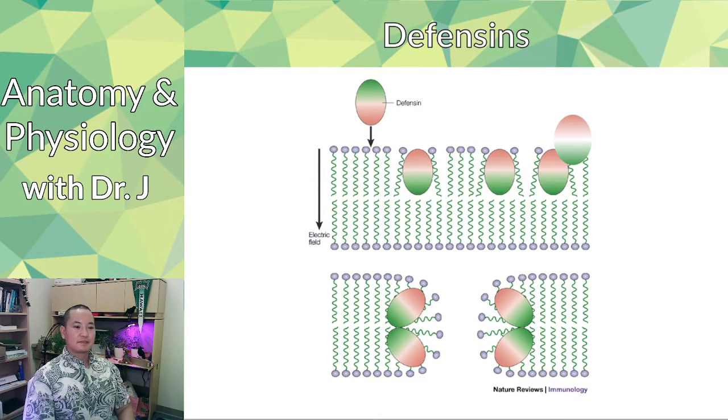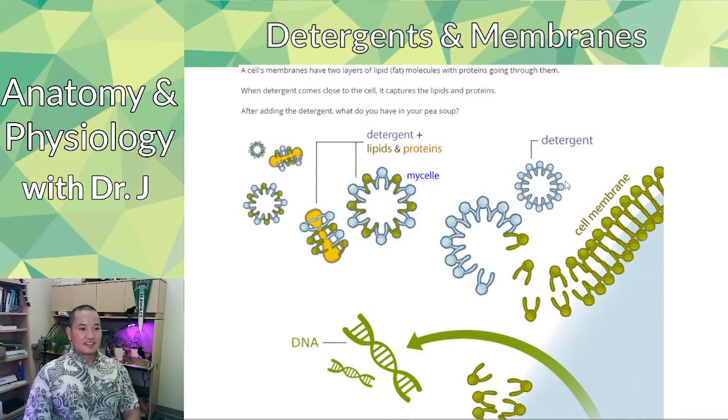They're a type of protein, and what we have here is a membrane. What these defensins are doing is integrating and worming their way into this plasma membrane. With the defensins going into this membrane of, say, a bacterial cell, we have this phospholipid membrane, and these defensins are actually forming a little hole in the membrane of a potential pathogen. And detergents and membranes.